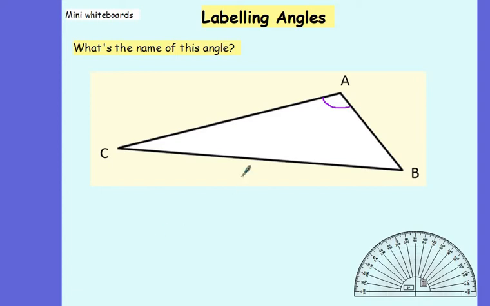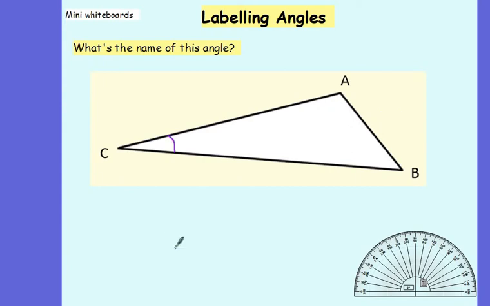Okay, so the name of this angle, we're starting at B, we're moving through A, we're ending at C. So I'd call this angle BAC. It can also be called CAB, because that would mean we're starting at C, going through A and ending at B. Both of those are perfectly valid answers.